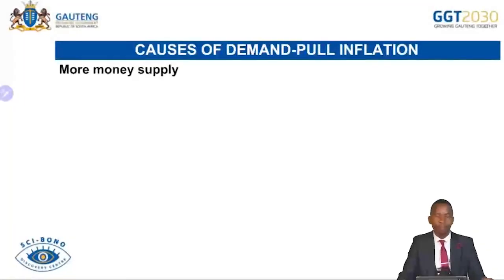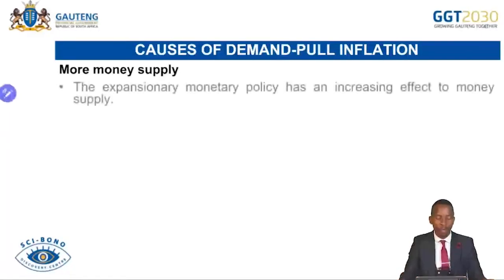More money supply. If ever the Reserve Bank intervenes in the economy by applying expansionary monetary policy, that can always increase the money supply. For instance, the Reserve Bank decreases the repurchase rate, decreases the cash reserve requirement, buys bonds from commercial banks, and relaxes moral persuasion. That can always cause what we call inflation, because that will lead to more money supply within the economy. The expansionary monetary policy has an increasing effect on money supply.